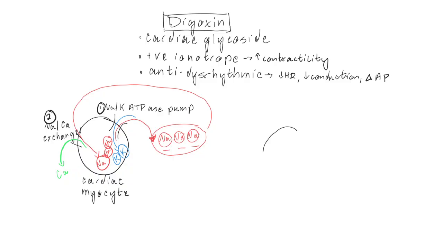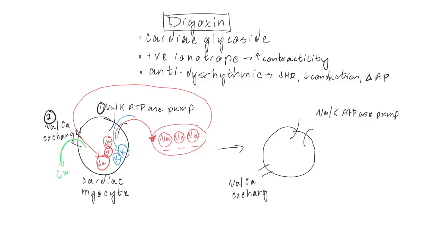Okay, so let's draw what happens if we give somebody digoxin. So this is the same cell, but now we've given the person digoxin. And we have the sodium potassium ATPase pump. And then our second little structure here is the sodium calcium exchanger. Well, when you give somebody digoxin, you can think of the digoxin as blocking this pump. It doesn't block it all the way, but it definitely slows it down.